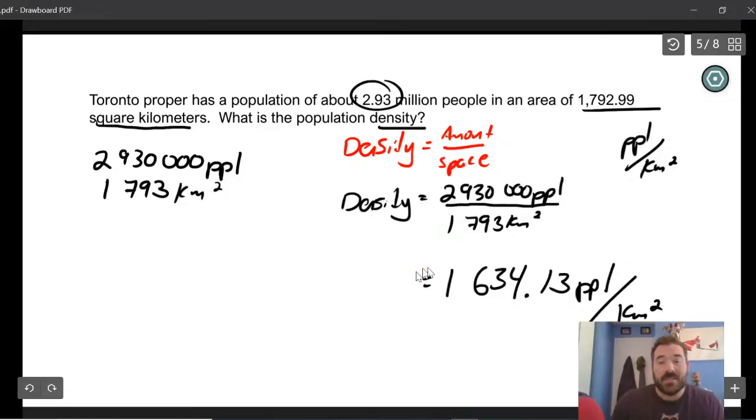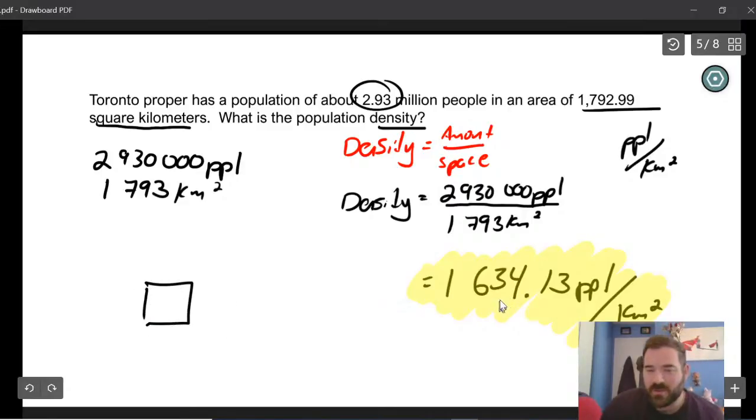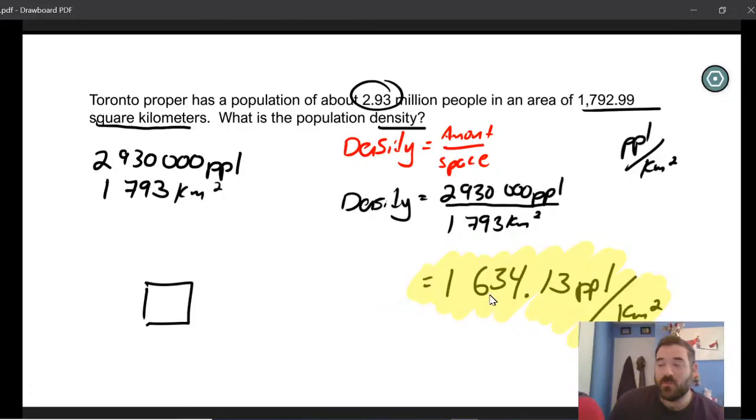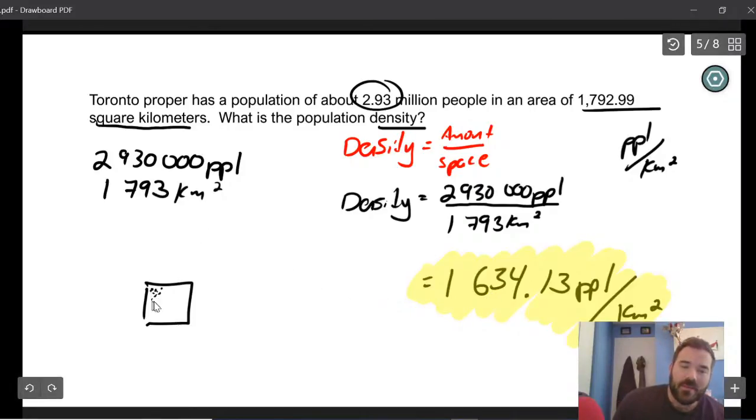So that is my density. That is how many people live per square kilometer in Toronto. And that doesn't mean that if you take a square kilometer in Toronto, there's going to be exactly 1,634 people. It's an average, but on average, there are that many people per square kilometer in the downtown core of Toronto.